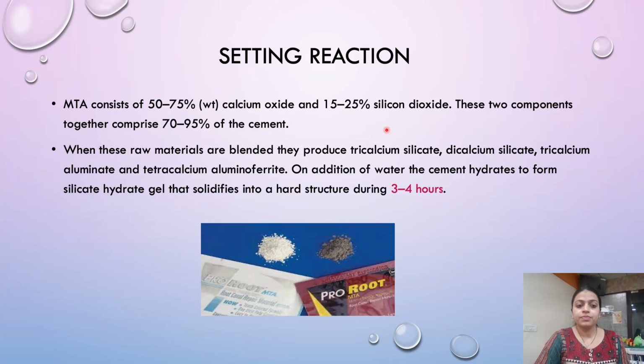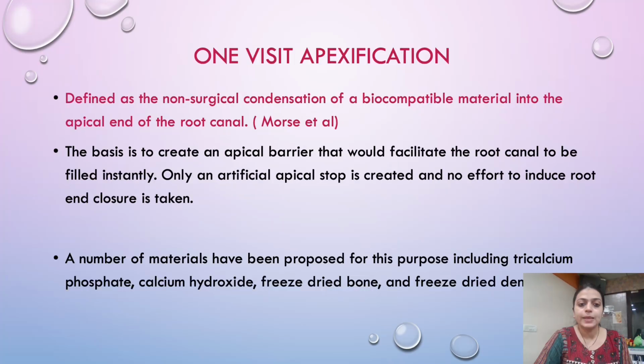Okay, the MTA material has been suggested because there is very less microleakage compared to other traditional materials. Okay, it has been used for several pathologies like apical restorations, then furcation repair, and also in treatment of immature apices. Okay. Then let's see what is one visit apexification.